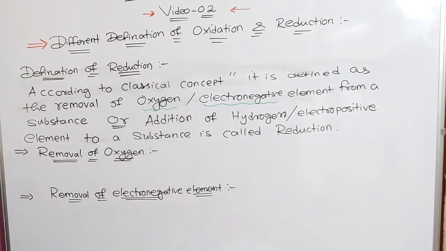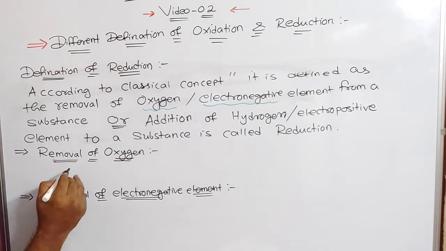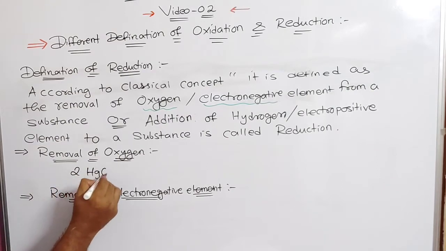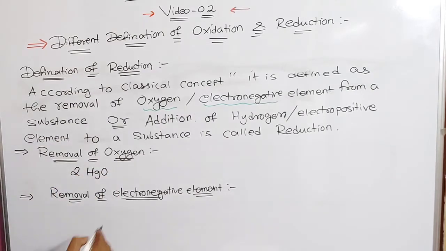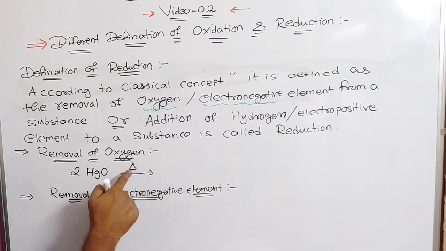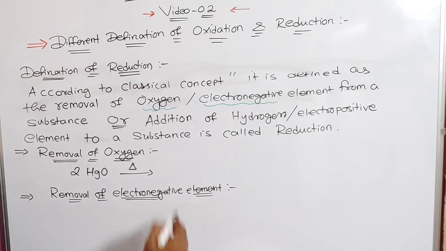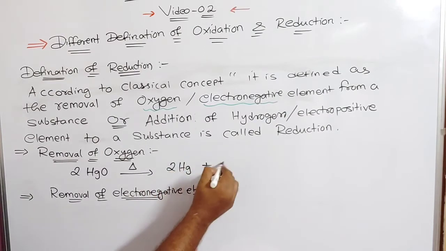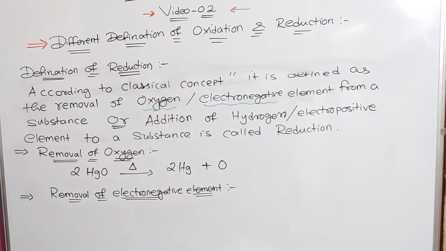Now see here, removal of oxygen in this case: 2HgO, mercuric oxide, right? Now when it is being heated, the sign is this delta sign for heating. So when you heat this mercuric oxide, what will you get? 2Hg plus O2. So in this case, from mercuric oxide, what is being removed? Oxygen is removed. That's why it is called reduction.